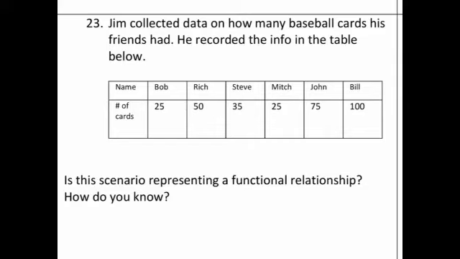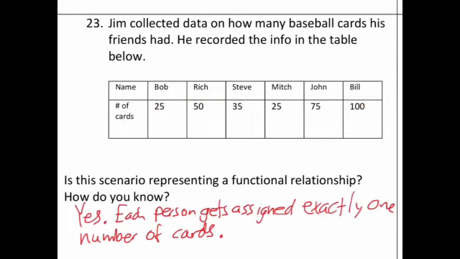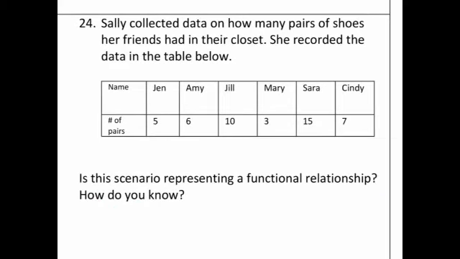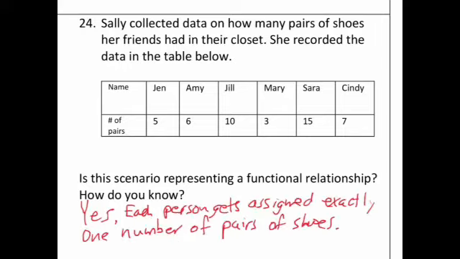So there's that bit. Moving on to 23, is this one a functional relationship? And that answer is going to be yes. And that's because each person gets assigned exactly one number of cards. And actually, when I get to the next one, it's practically the same thing. So this one's yes. And that's because each person gets assigned exactly one number of pairs of shoes. And that's actually the last of the review.